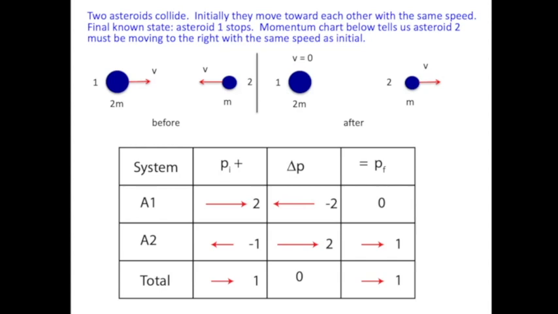But if we fill in this momentum chart, I won't spend too much time here, but we know that the momentum of object 1 is going to be twice the magnitude of object 2 because it has the same speed but twice the mass.